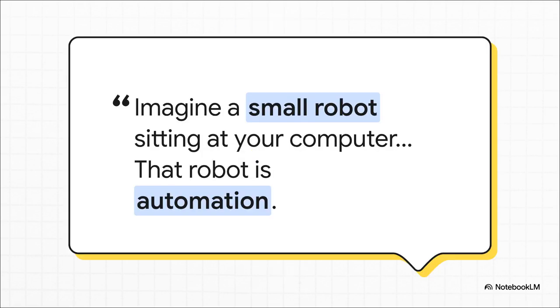The source material has this absolutely brilliant way of putting it. It says, imagine a small robot sitting at your computer. You set it up once. It runs forever. That robot is automation. And you know what? That is exactly what we are building today. The exact moment an order arrives, this tireless little digital helper instantly copies the data, fires off the email, and pings your Slack, literally all in under a single second.